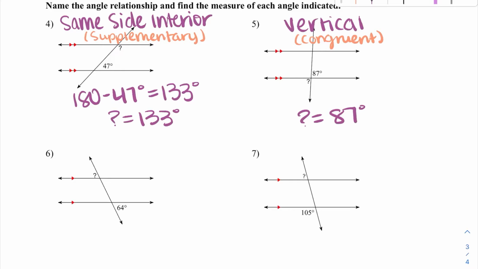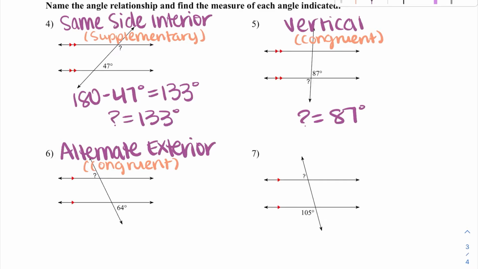Next, number 6. I notice that these angles are on opposite sides of the transversal and both outside the parallel lines. So these are going to be alternate exterior angles. Alternate exterior angles are congruent. So therefore, question mark equals 64 degrees.